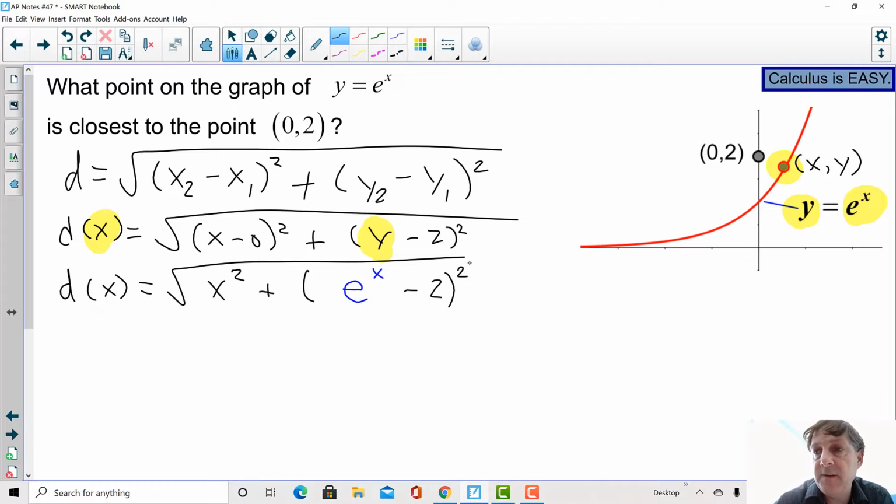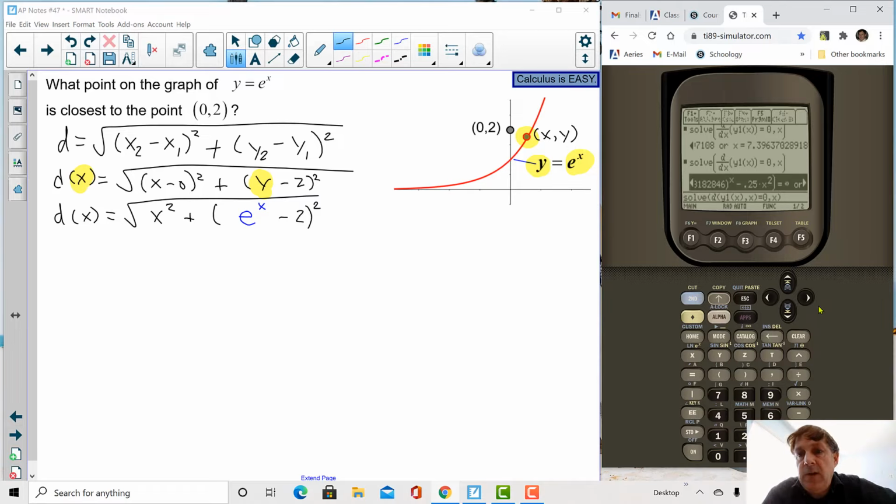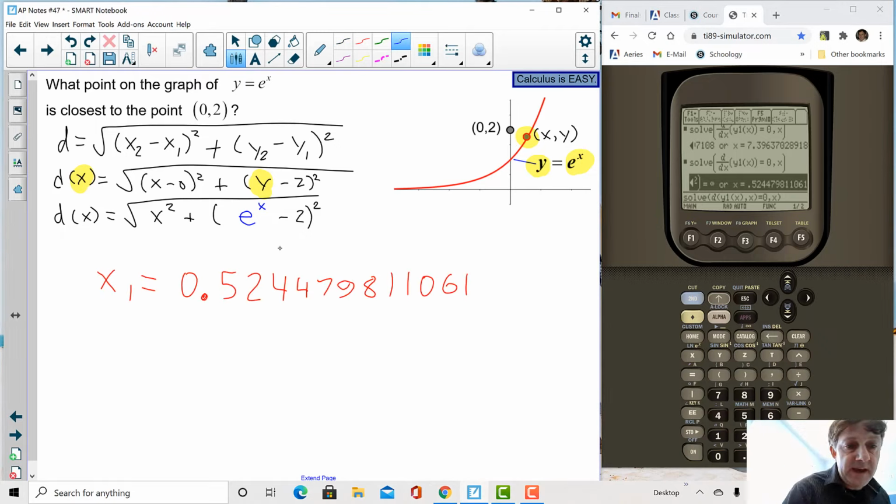So let's plug that in our graphing calculator. We're going to plug it into y1, then we're going to go to the home screen, and we'll solve where the derivative is 0. Okay, it's given us 2 answers. One of the answers is some weird equation to find the answers, and the other one is x equals 0.524. Now we have the x value of the point that is closest to (0, 2) that's on the graph of y equals e to the x. But we don't have the y value.